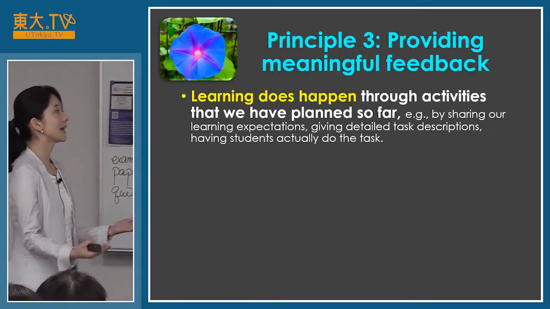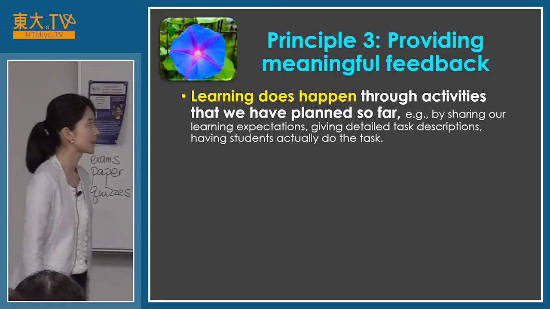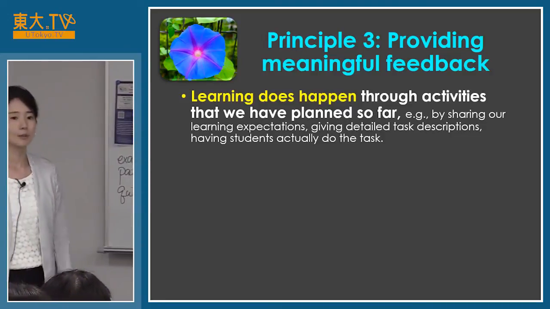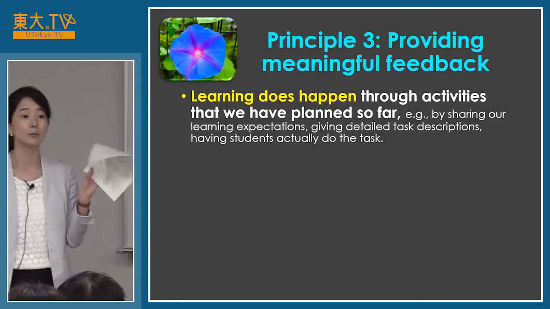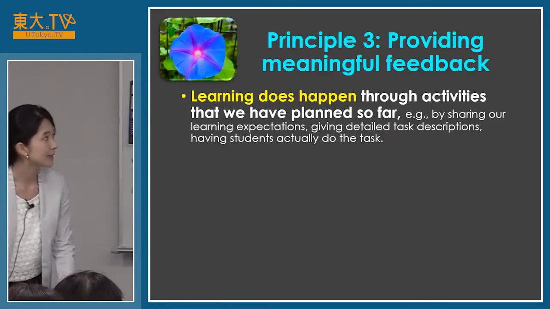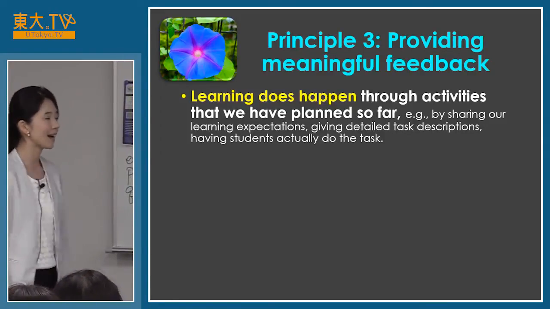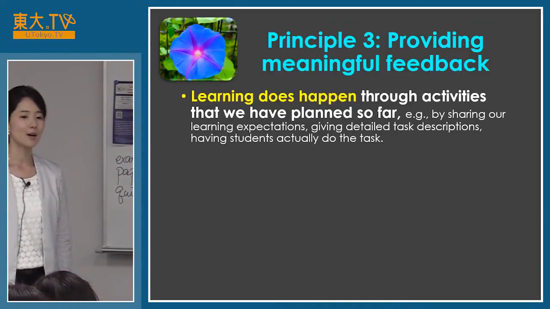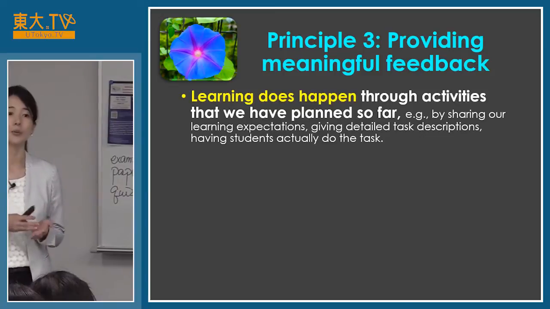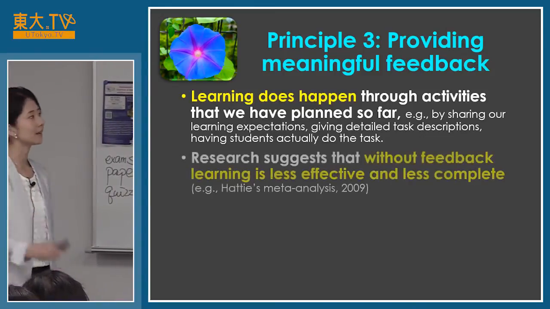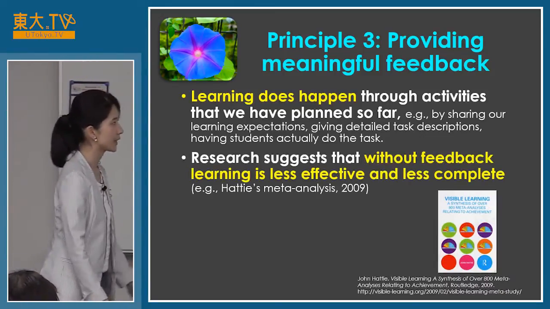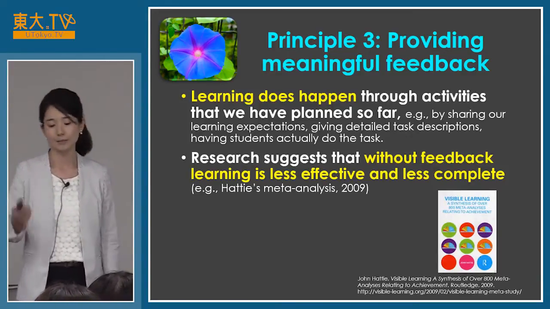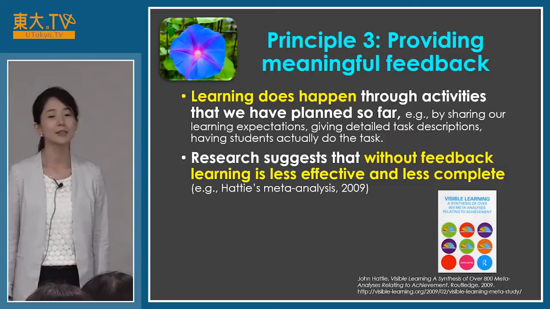So I have to say, learning does happen through activities that we have planned so far. So by sharing our expectations through assessment rubrics, and also giving detailed kind of task descriptions and having students actually do stuff, do the task, learning does happen through these activities, but what research shows or suggests is that without feedback, learning is less effective and usually less complete.